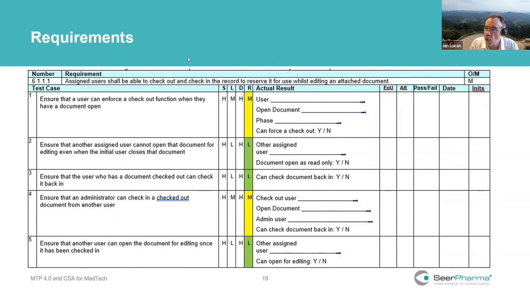Think about all the things that you'd want to test about that particular requirement. Put them down here, and then you can come up with severity, likelihood, detectability, and then a risk assessment. And we've got an algorithm to work that out. So what's the severity if that was to fail? In a lot of cases, it's going to be high, and you can't change the severity. All you can change is the controls.